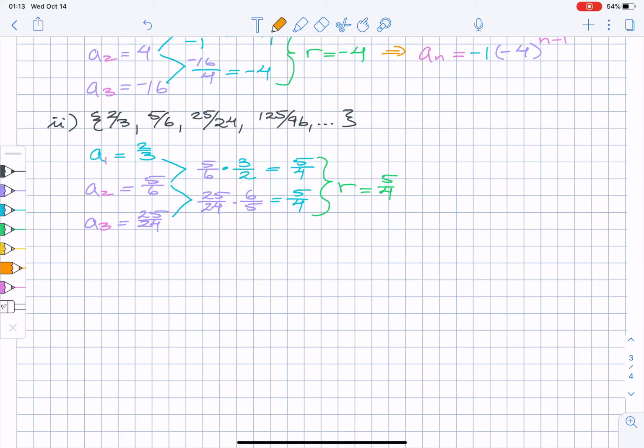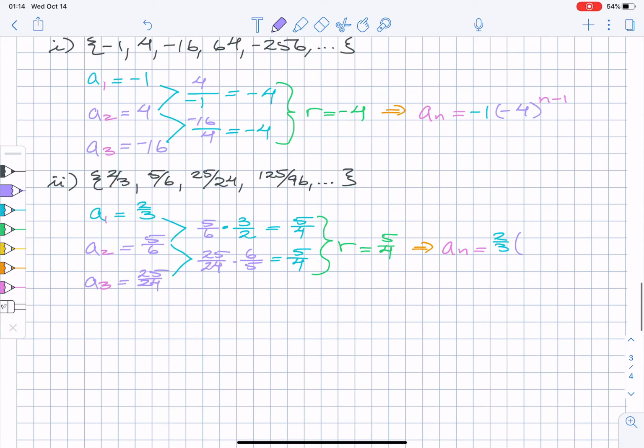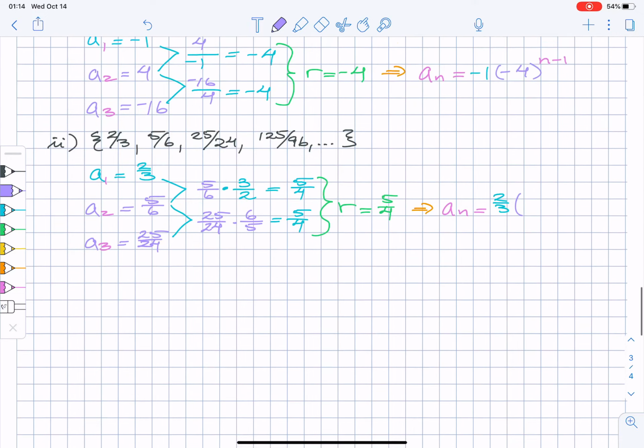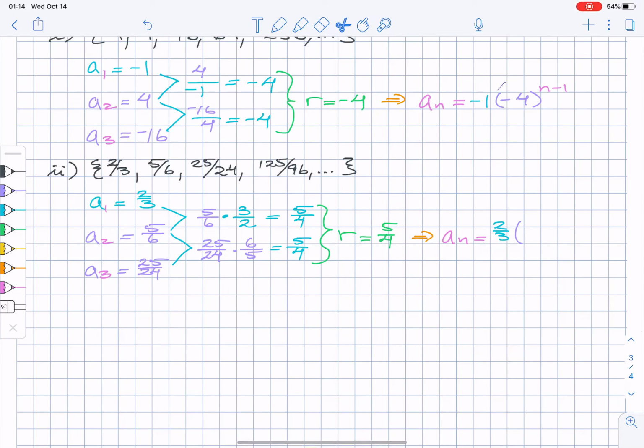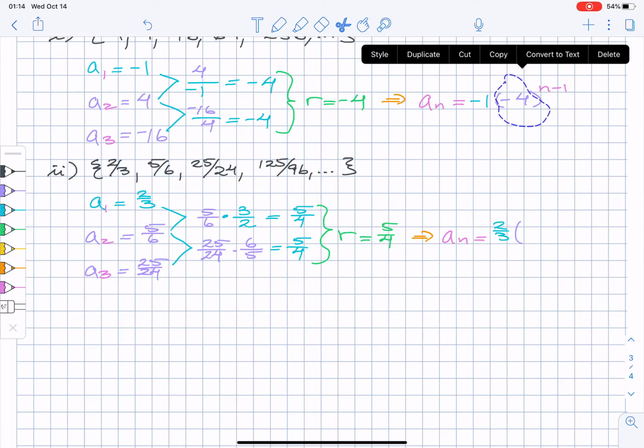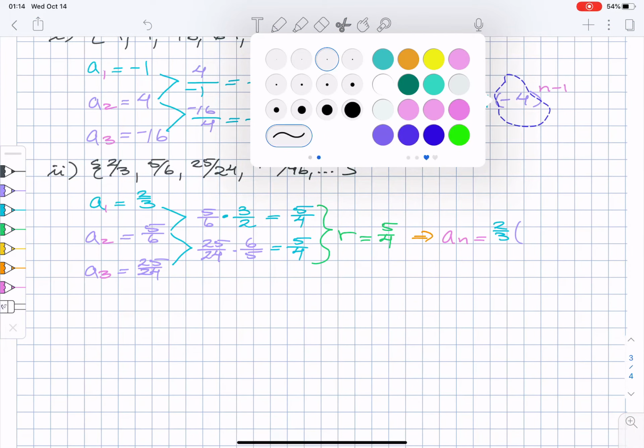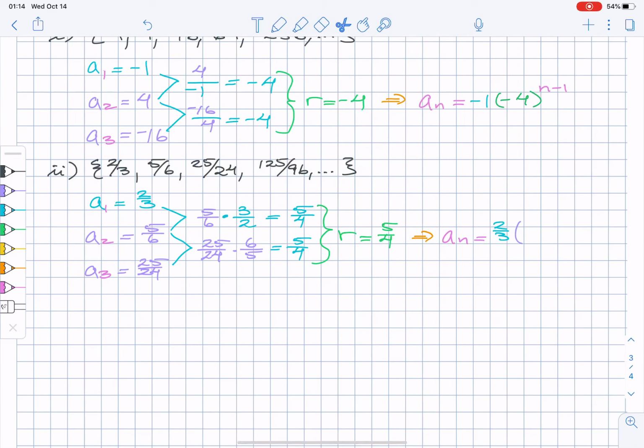So I claim that our A sub n in pink will be A1, which is 2/3, times the quantity R, the common ratio, 5/4. I don't know why I didn't just put R in green. That would have made more sense, wouldn't it? Let me do that. Okay, so let's put this in green. I don't know if that's the right green. I think that's the wrong green.